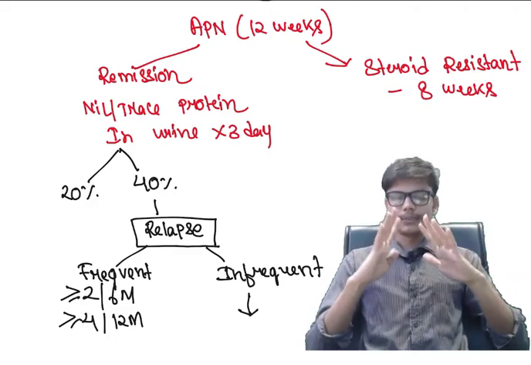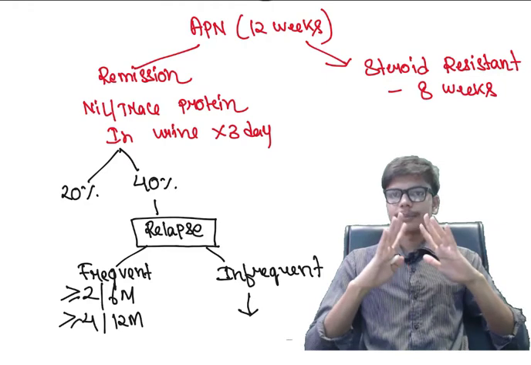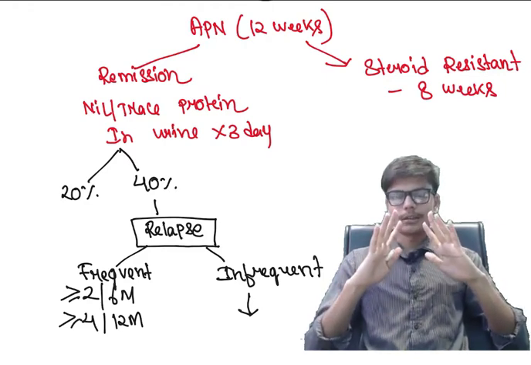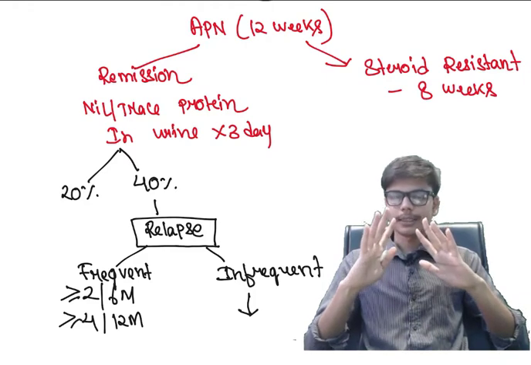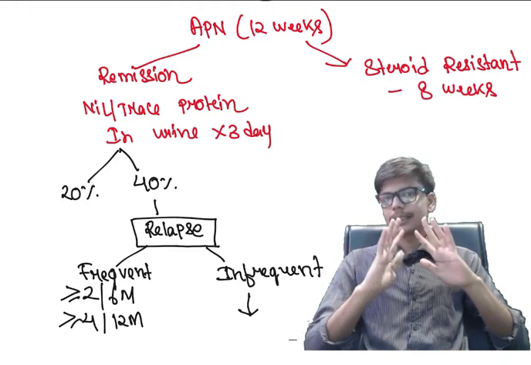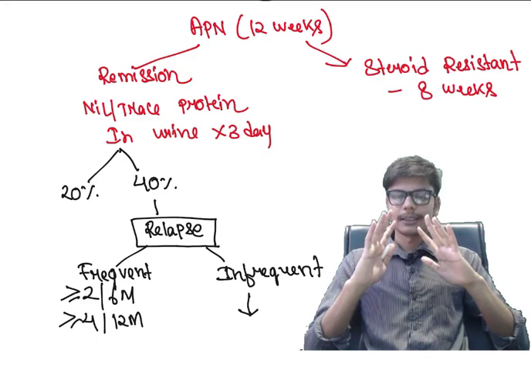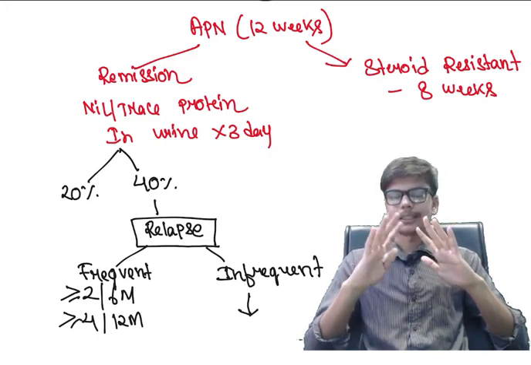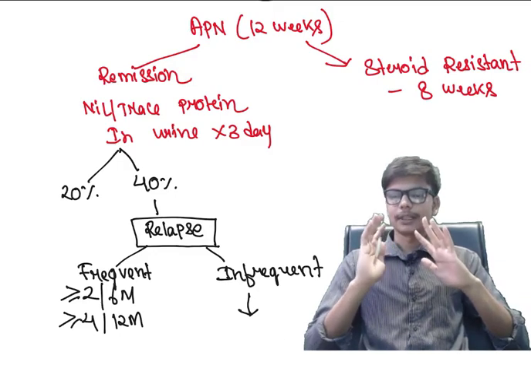If he or she is having more than or equal to 2 episodes in a 6 month duration, he is a frequent relapse patient, or if he or she is having 4 or more episodes in 12 months, he or she is a frequent relapse patient. If he is having less than this frequency of episodes per 6 months and per 12 months, he is an infrequent relapser.